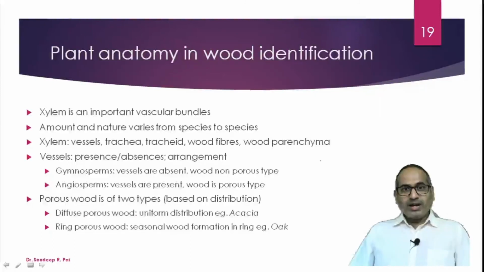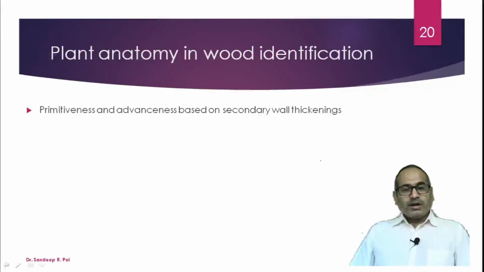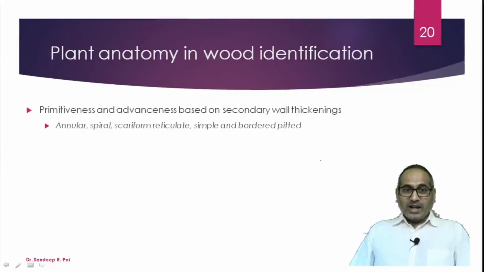This is how wood identification can be done using plant anatomy. Further, how can you find out whether a plant is advanced or primitive? Based on the secondary wall thickenings: annular, spiral, scalariform, reticulate, simple and bordered pit. So there are different types of wood formation happening, whether annular, spiral, scalariform, reticulate, simple or bordered pitted type.